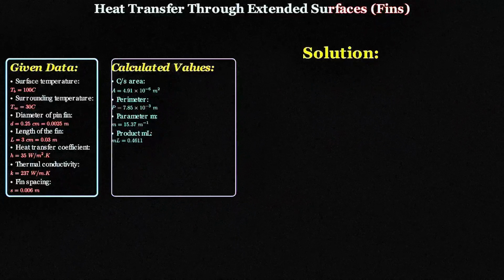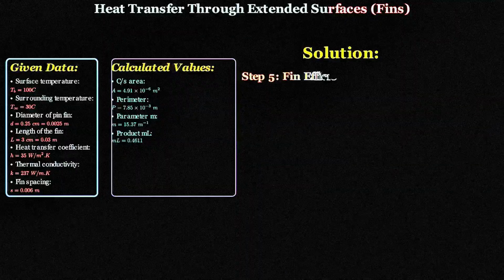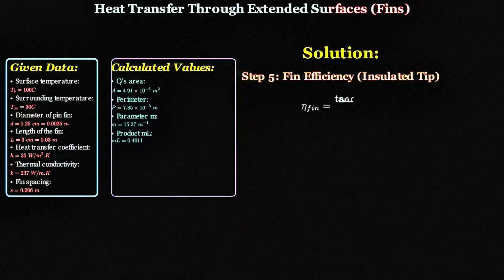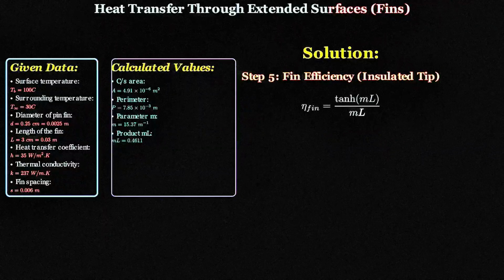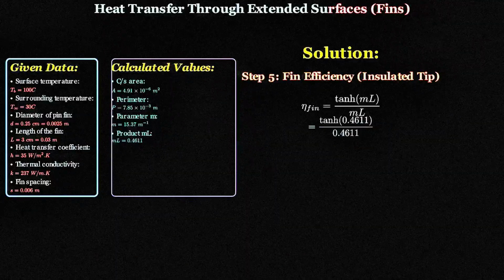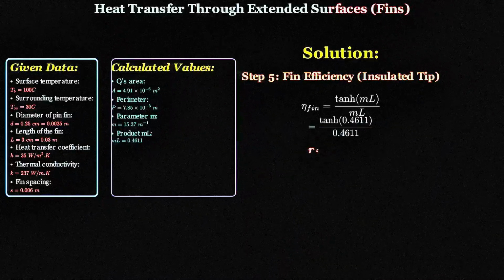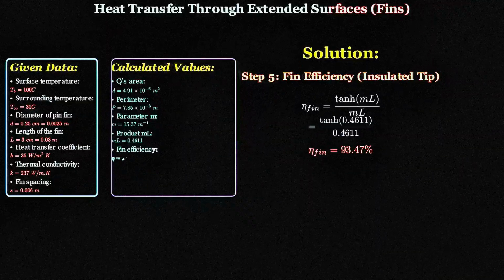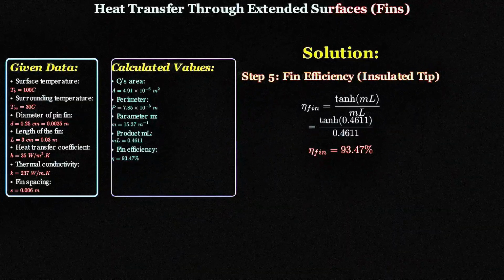Step 5. Calculate the fin efficiency for an insulated tip. Since heat transfer from the fin tip is negligible, we use the insulated tip formula. The fin efficiency, eta, equals hyperbolic tangent of ml divided by ml. Substituting, eta equals hyperbolic tangent of 0.4611 divided by 0.4611. This gives us a fin efficiency of 93.47%. This high efficiency means the fin is performing very well.